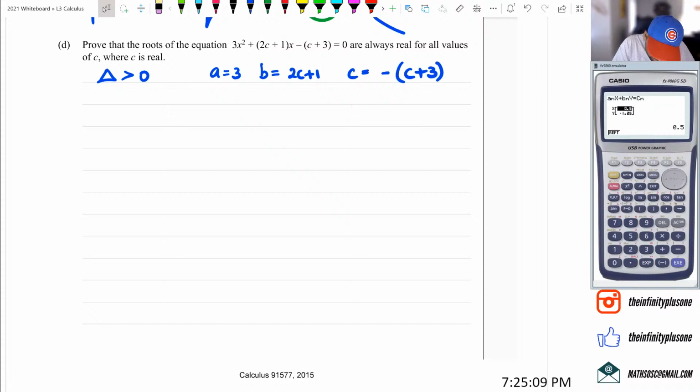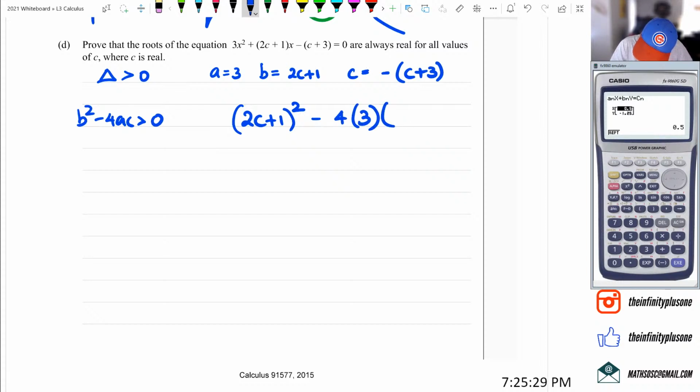Now with that in mind, all I'm trying to show is that b squared minus 4ac is always bigger than 0. That's pretty much all I'm doing here. So I'm going to calculate what b squared minus 4ac is. I've got (2c plus 1) squared minus 4ac, where a is 3 and c is negative (c plus 3). Now the two negatives, when I multiply them, become positive. So I've got (2c plus 1) times (2c plus 1) plus 4 times 3, which is 12.